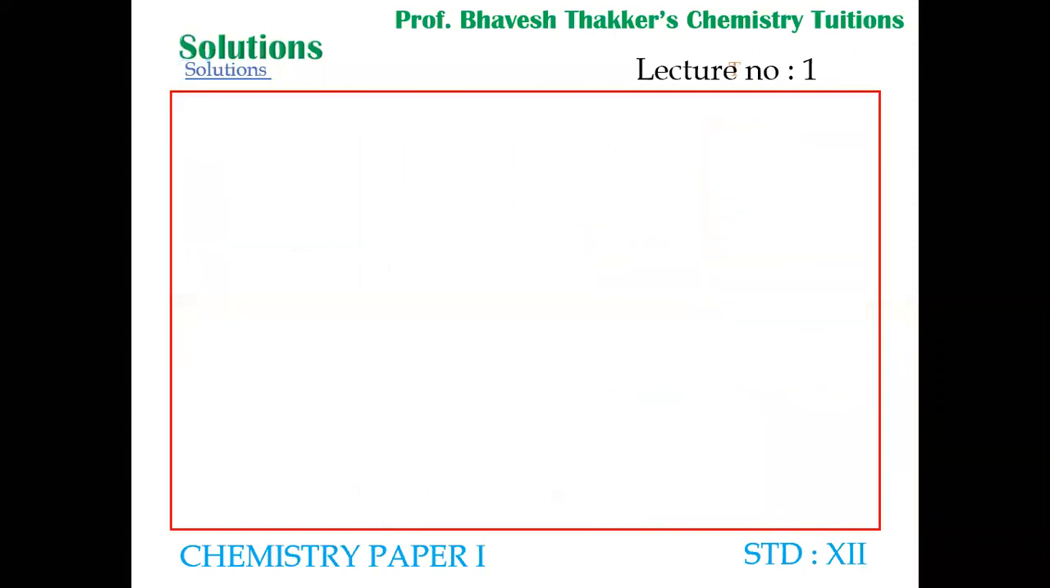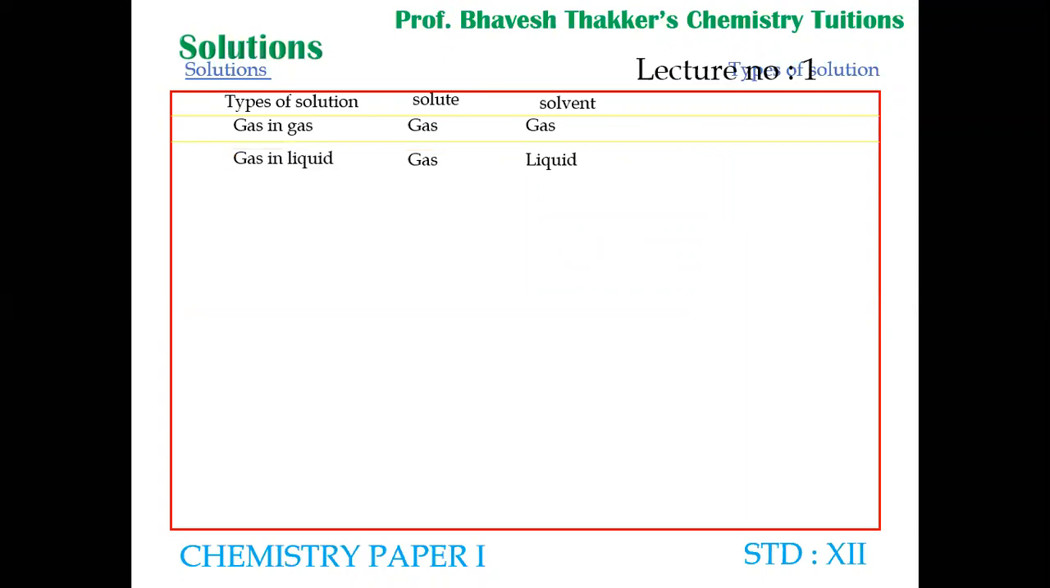Now, depending upon the phase, solutions are classified into 9 types. Gas solution, that is gas in gas. Solute is gas and solvent is also gas. Then solute is gas and solvent is liquid. It is called gas in liquid type of solution. Solute is gas and solvent is solid. It is called gas in solid type of solution.